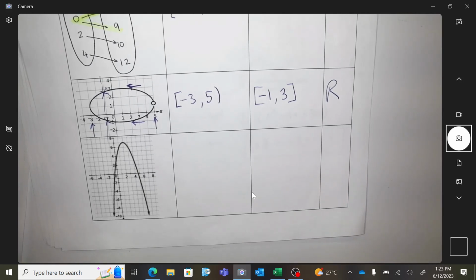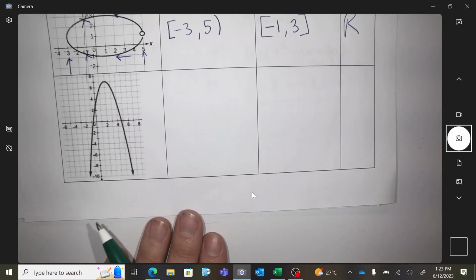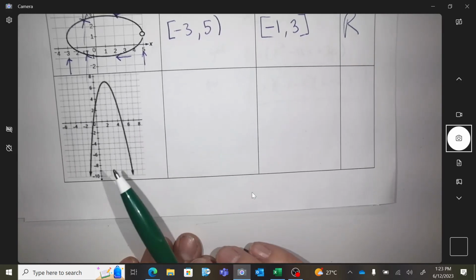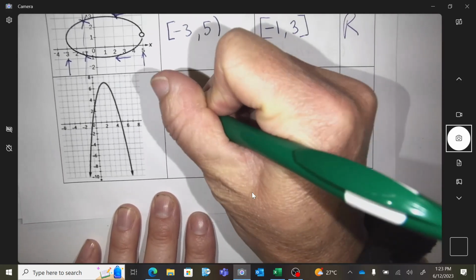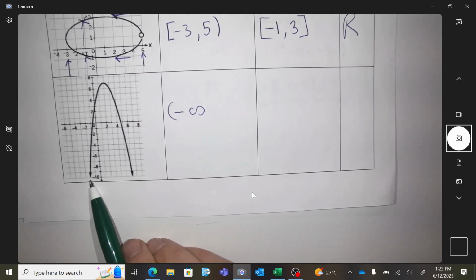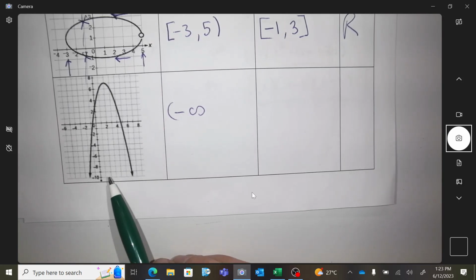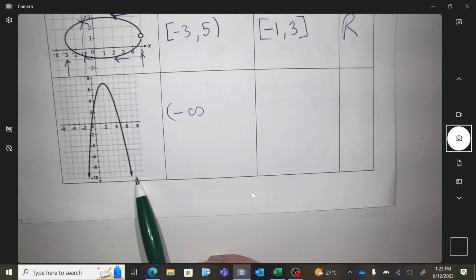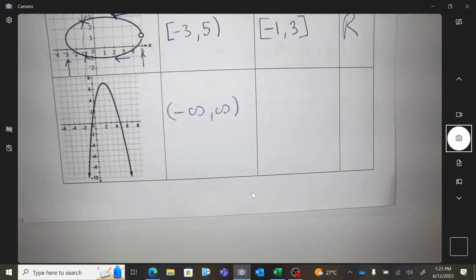Okay, next graph, the last one actually. What is the lowest, or sorry, domain first. What is the most left? -infinity, because this arrow is heading down and left at the same time. So it is going to be going left, left, left. And this arrow is heading down and right, right, right. It's a positive infinity.